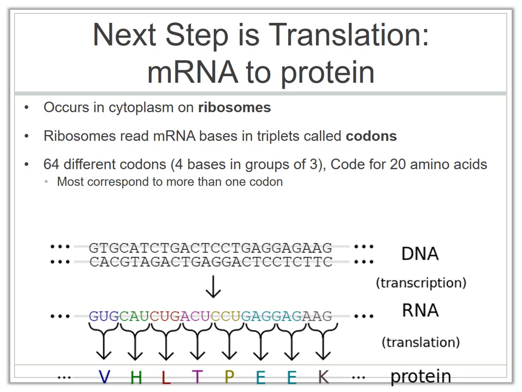There are 20 different amino acids. With that, you can determine that for some of these amino acids there will be more than one codon. Most of the amino acids correspond to more than one codon. An example of this, glutamate is an amino acid, and it corresponds to the codon GAA and the codon GAG.